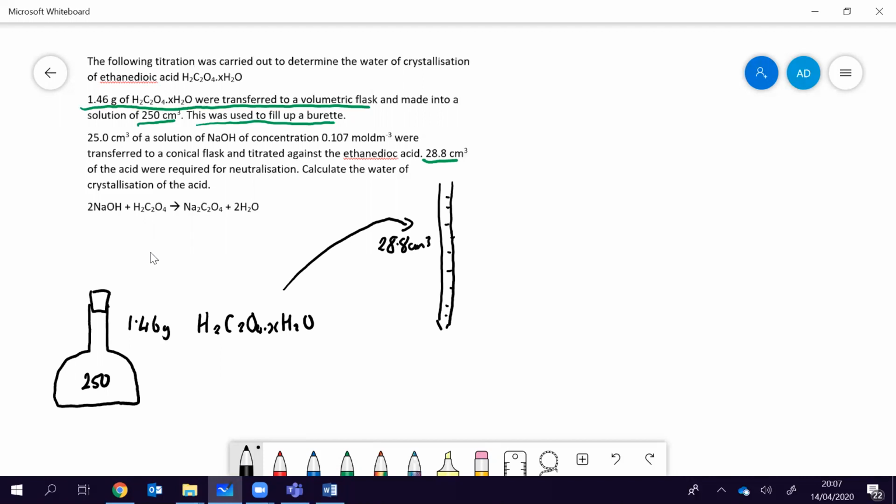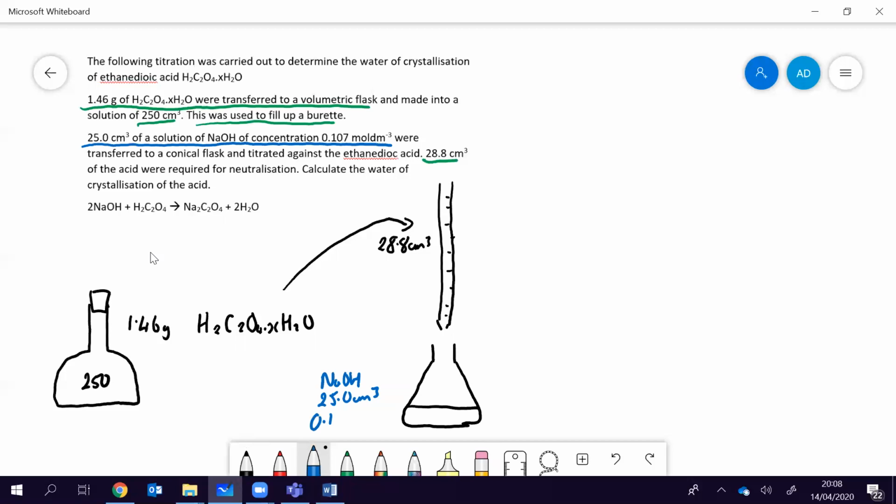Now what goes in the conical flask? It's 25 centimeters cubed of a solution of NaOH of concentration. So this is a little bit different. Let's put the conical flask here. So here we have got NaOH, 25 centimeters cubed of it exactly, and the concentration of that was 0.107 mole per decimeter cubed.